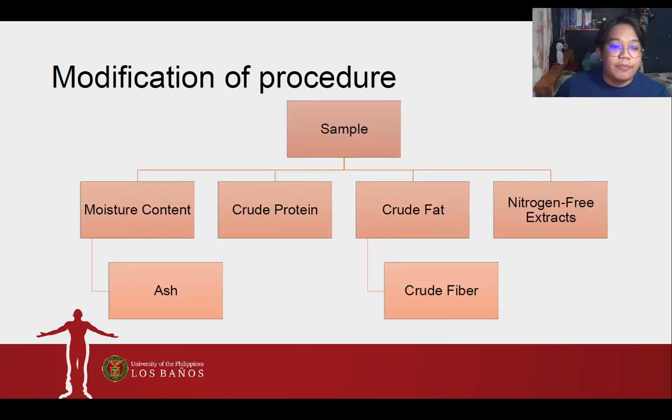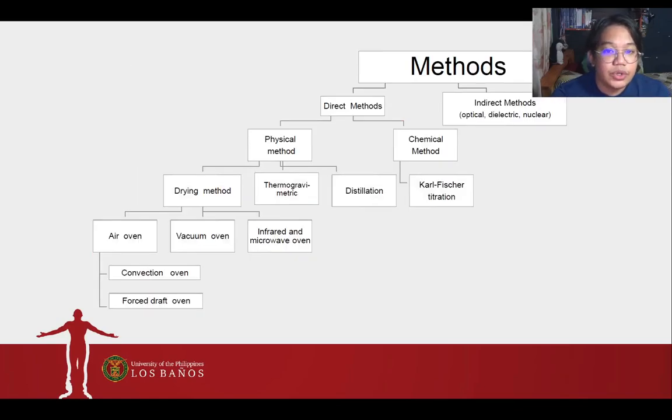But then we have modified the procedure in our Chem 131 na yung ating ash component will be determined from the moisture content sample, and yung ating crude fiber will be determined from the resulting product in crude fat determination. So in our exercise 7, it is about moisture content determination. So these are the following methods that you can employ, no? But the method that we will be using here is the convection oven method. So gamit tayo ng air oven. Okay?